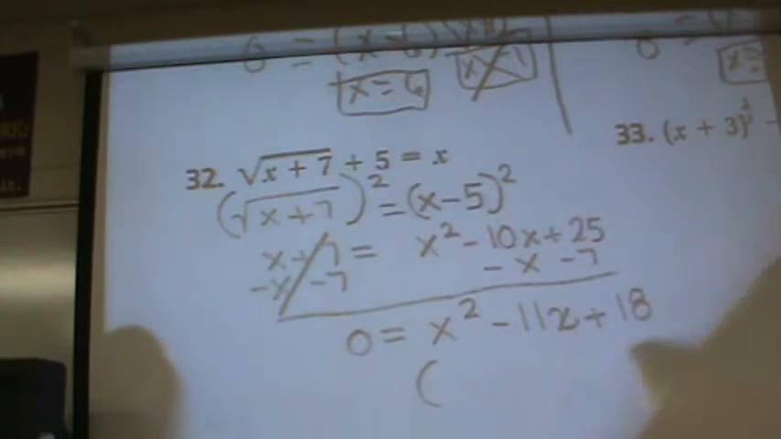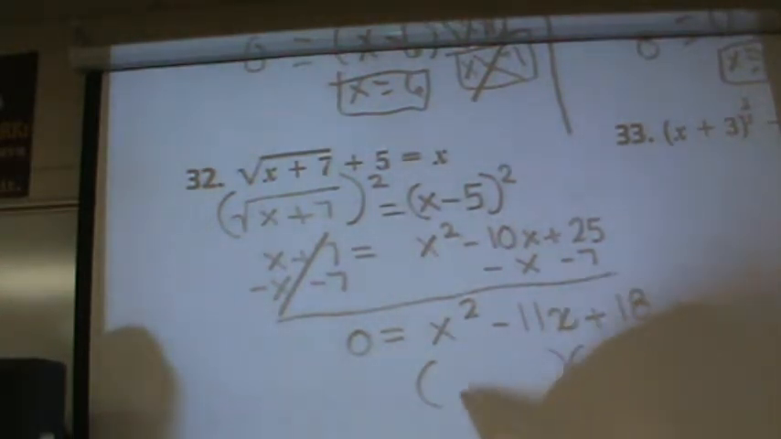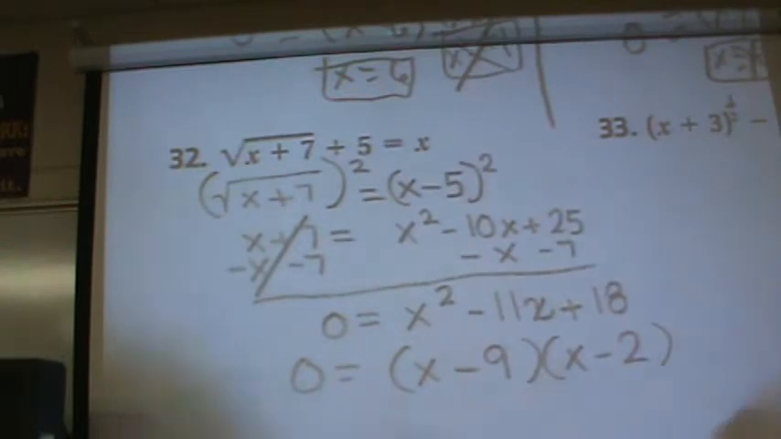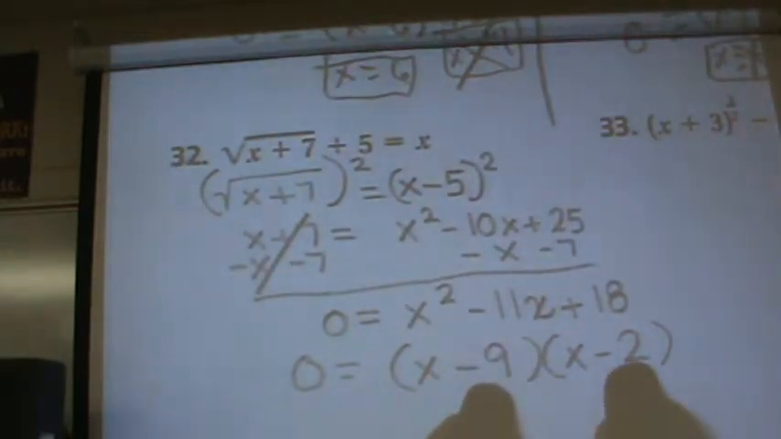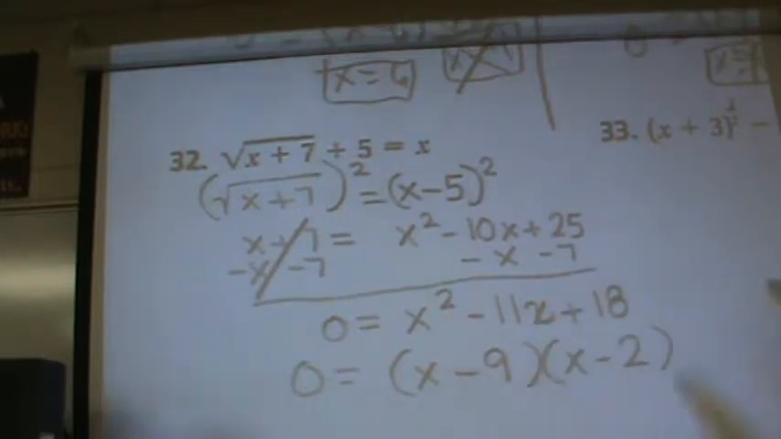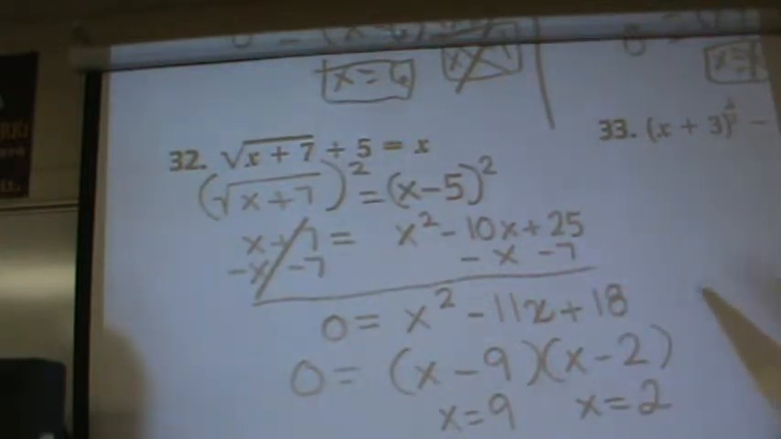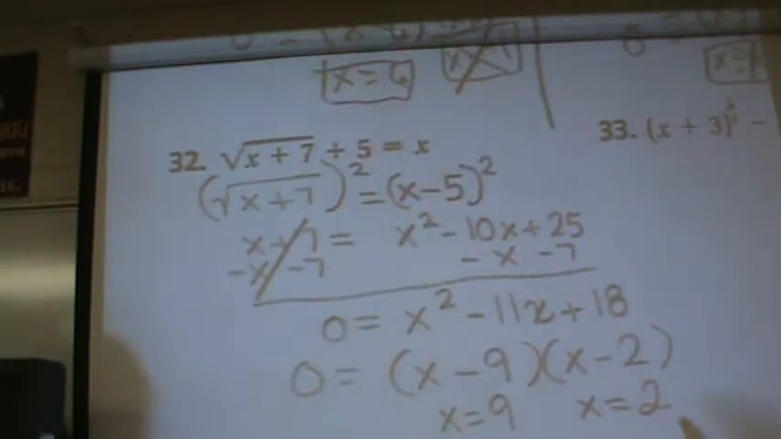What two numbers multiply to give you 18, but add to be negative 11? Negative 9 and negative 2. Why? Because those two are negatives, and if you multiply them, you get a positive 18. And if you add these two, you get negative 11. So you guys are getting review of factoring. So what are our possible answers? These two. Why does 2 not work?